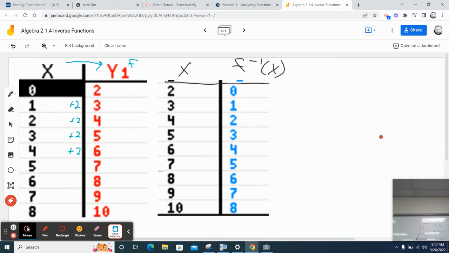notice that when I plug in 0 for X to F, I get 2. When I plug in 2 into F inverse, I get 0. So there's a pattern. If I plug in 1, I get 3. If I plug in 3, I get 1. If I plug in 2, I get 4. If I plug in 4, I get 2. So F inverse is literally reversing mathematically what I've done with F.